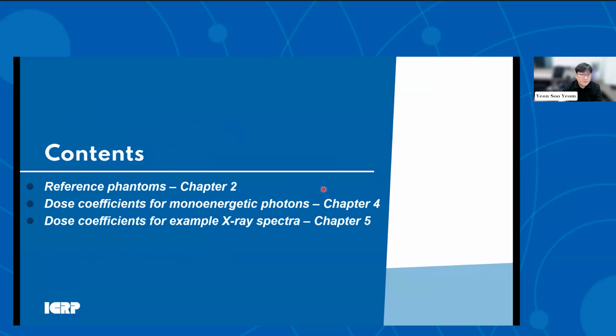So here are the contents. First, I would like to introduce the reference phantoms, which is about chapter 2. And then I will explain how we calculated those coefficients for monoenergetic photons, which is covered in chapter 4 of our report. And then lastly, I will explain about those coefficients for the example X-ray spectra, which is also covered in chapter 5 of our report. Okay, so let's start with the reference phantoms.